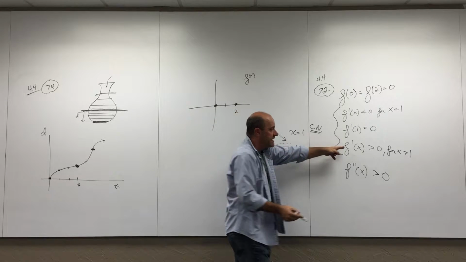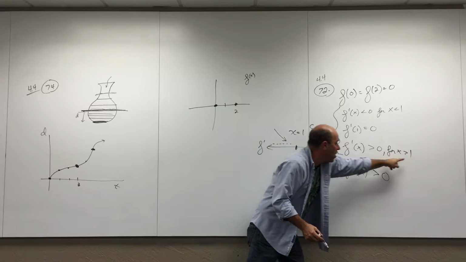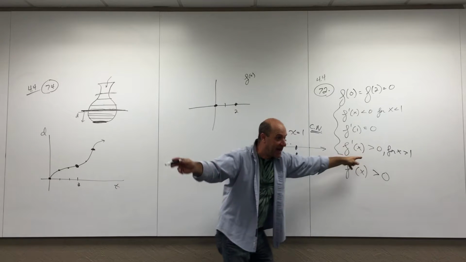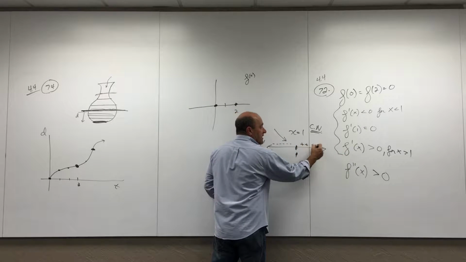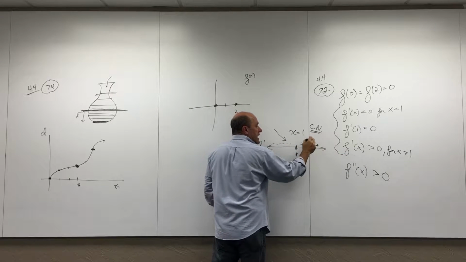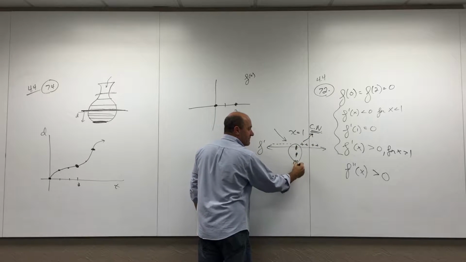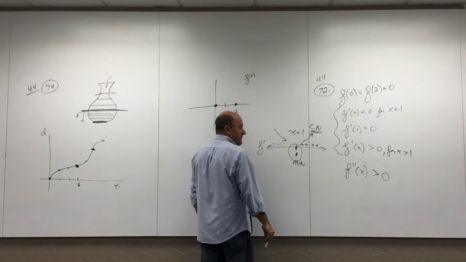Look what this next line says. When x is greater than 1, the derivative is positive. Well, the derivative's positive. That means the function is increasing. Yes, that's a min. So we do have a min at 1. I probably can draw this.